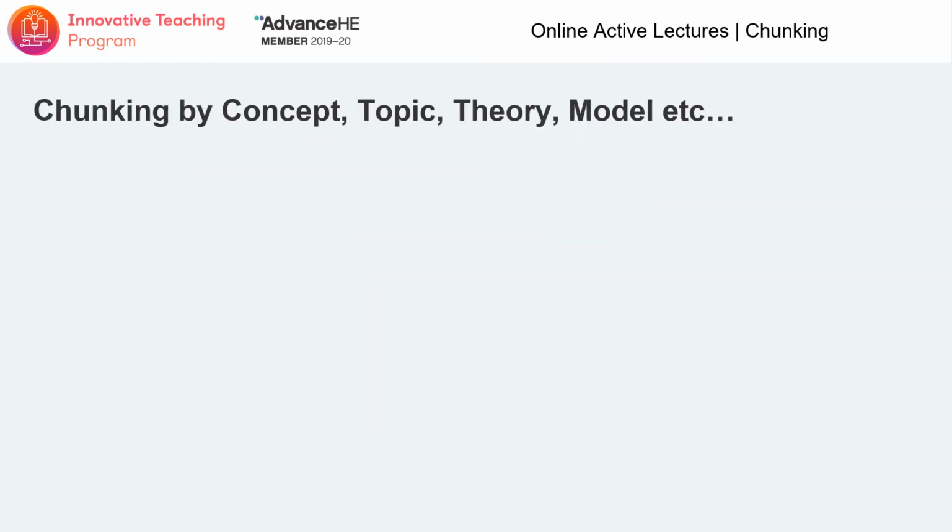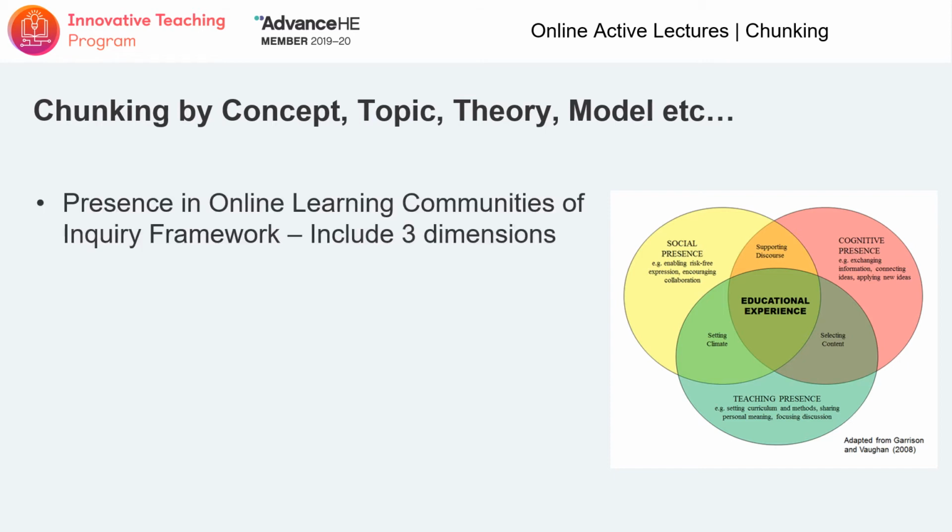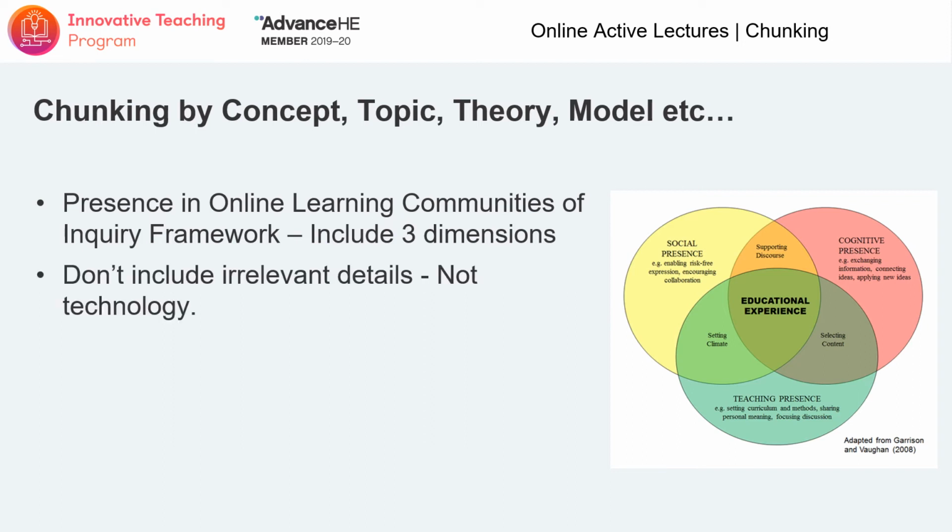I'm going to outline chunking by concept, topic, theory, or model. And I'm going to take this one example of a framework by Garrison and authors. It's the presence in online learning communities of inquiry framework. There's 3 dimensions. And what I would do is maybe have a video. We're talking about online lectures here, with a chunk by video on the overview, and then each presence as well. So maybe 4 chunks. However, what we may not include are maybe irrelevant details.